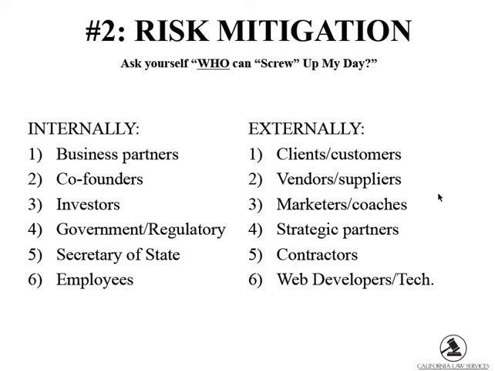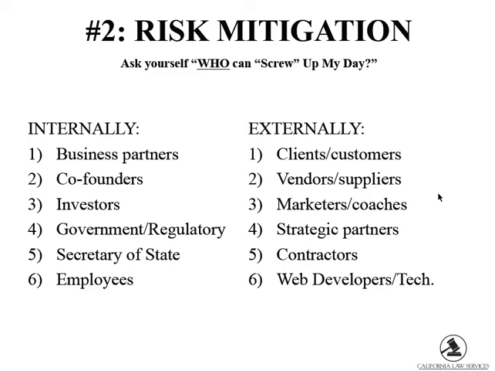When we talk about internal risks, we're talking about a variety of them, right? Internal and external. Here's a question I want you to ask yourself. Who can screw up my day? All right? Ask yourself that question. So if you look at internally, is it business partners? Is it co-founders? Is it investors? Is it regulatory or government agencies? Is it a Secretary of State who might shut down your business? Or is it employees, right? Which of those can give you a headache? And any of them on any given day could give you a headache, right?